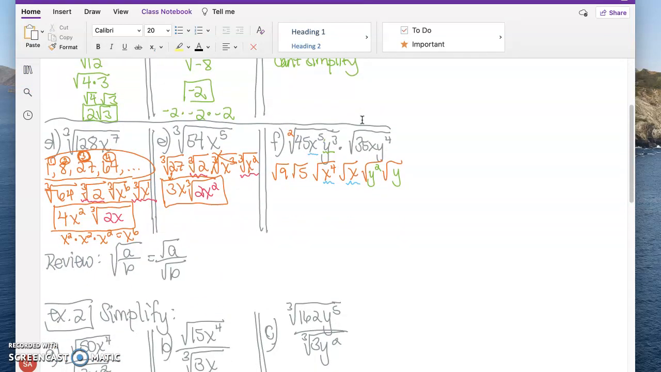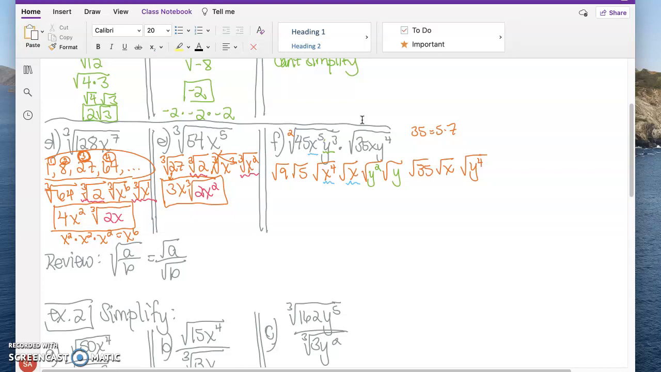35, there's no perfect square that goes into 35. 35 is just equal to 5 times 7. Those are prime numbers, and neither of them are perfect squares. So I'm going to leave that alone for now. And then x is just x. There's nothing I can do with that. And then y to the 4th, 4 is already a multiple of 2. So I've got a bunch of stuff going on here.